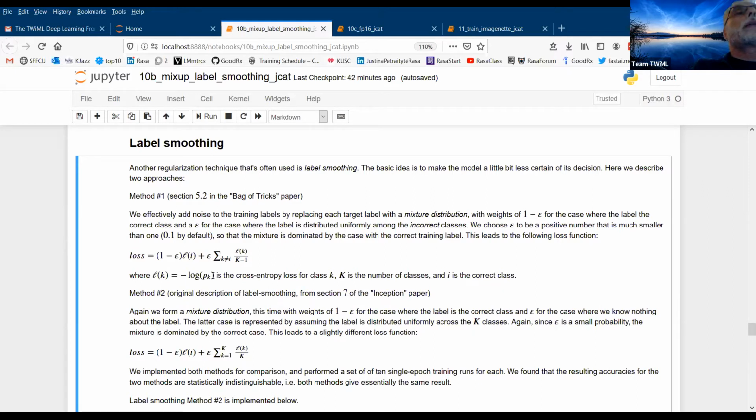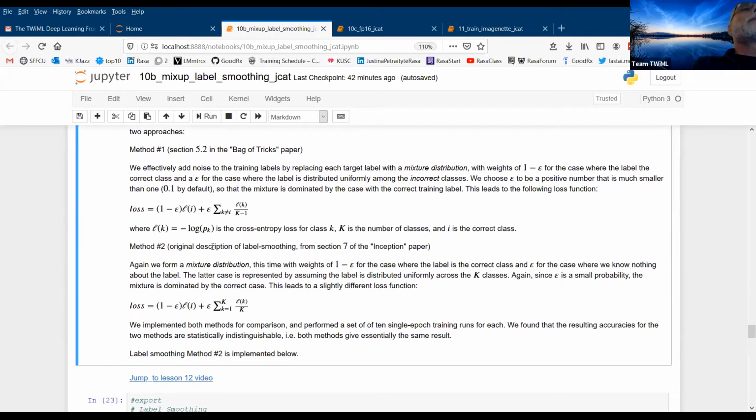Remember that. Okay, so label smoothing is basically forming a mixture distribution of the correct label and the incorrect label, but the correct label has a high weight and the incorrect label has a low weight. Does that make sense? Okay, I'll let that percolate for a while. Speak up if you have any questions.